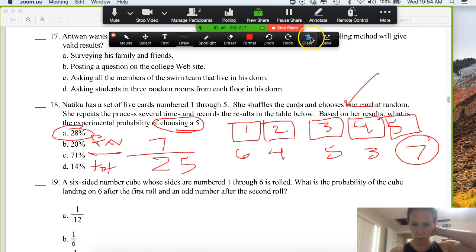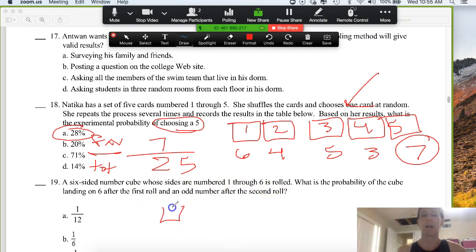Okay, let's go over 19. A 6-sided number cube whose sides are numbered 1 through 6 is rolled. What is the probability of the cube landing on a 6? Wait, that was number 18. Fix that one. What's the probability of the cube landing on a 6 after the first roll and an odd number after the second roll?